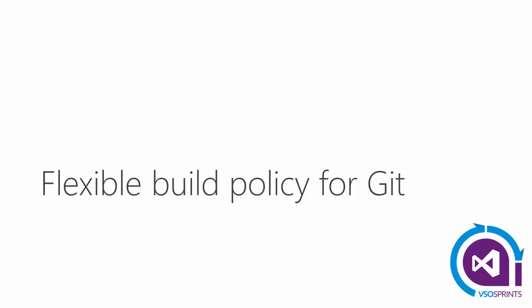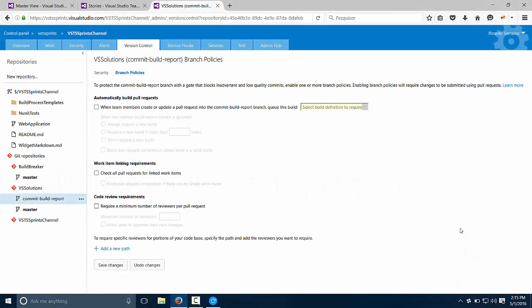Well, let's talk about this Sprint 95 feature, which is about more flexible build policies for Git repositories, right? Why Git repositories? Because we have pull requests for Git, and until Sprint 925, we only had one policy for branches on a Git repository using pull requests, right?